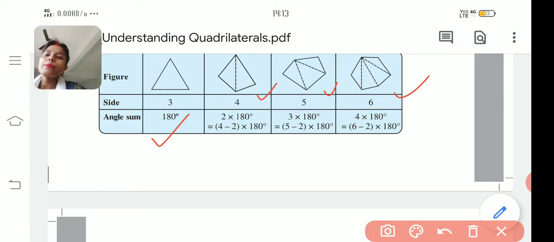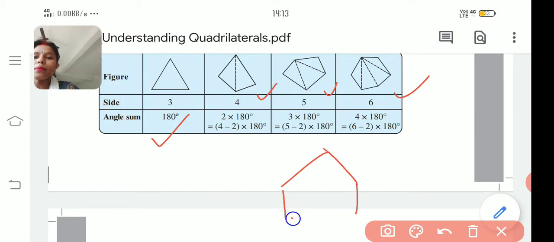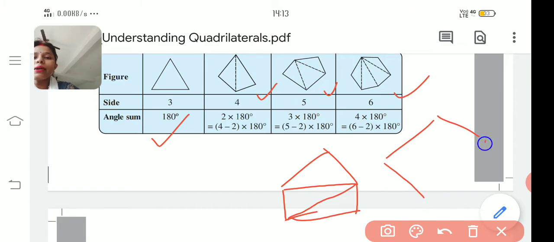We have to divide the pentagon and hexagon into the minimum number of triangles. How many minimum triangles are possible? We have to check. In a pentagon, if the pentagon is given like this, how many triangles are possible? As you can see, there are 3 triangles. Now see how many triangles are possible in the pentagon I have made. As you can see, 3 triangles are possible.